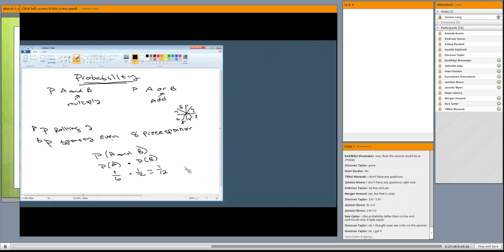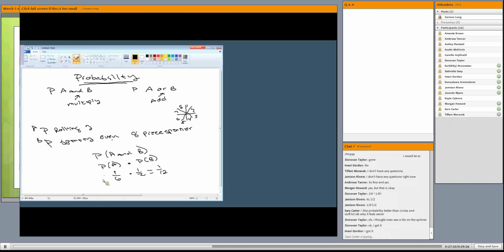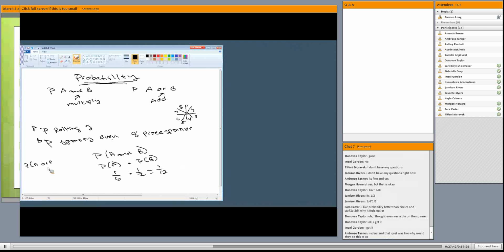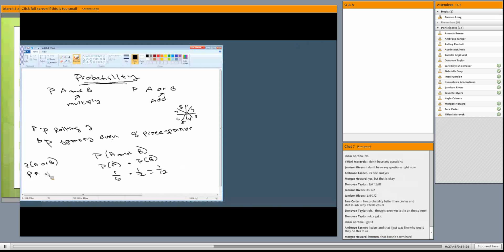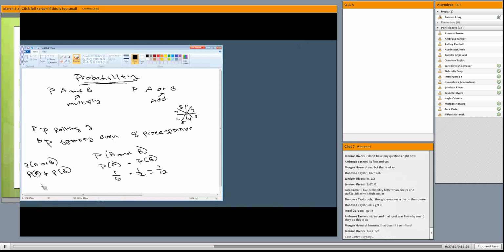Oh, Austin's having issues staying in the room. There we go. Hey, Austin, I think you keep getting kicked out. But if I was trying to do the probability of A or B, that tells me to do the probability of A add the probability of B. See, it's really hard to not add. So this is 1/6 plus 1/2, and that would give you the answer for the or.